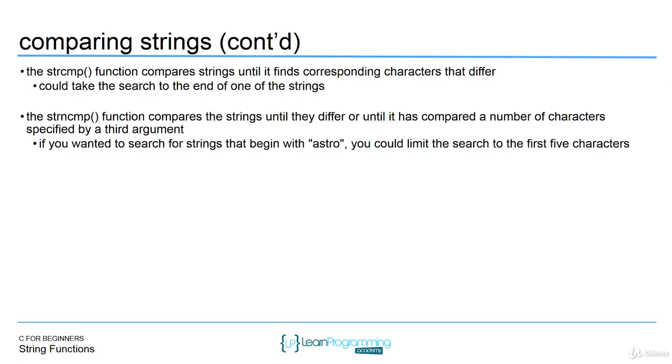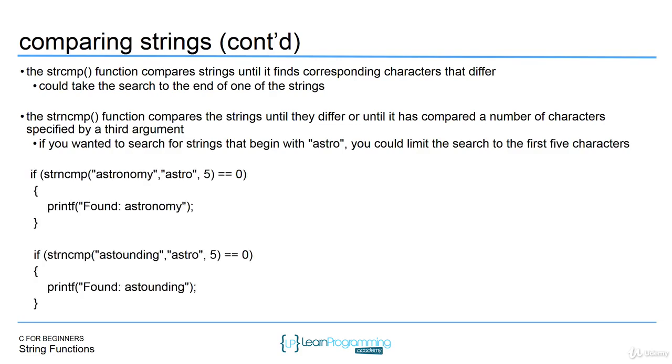The strncmp function compares the strings until they differ or until it has compared a number of characters specified by the third argument. In this case, you don't need to use strncmp for buffer overflows. It exists, but you would only use it if you want to compare a certain number of characters. It's used differently than strcpy, strncpy, or strncat. strncmp just says I only want to compare so many characters. So it would be useful if you're only looking for a prefix. If you wanted to search for strings that begin with astro, you could limit the search to the first 5 characters, and you would use strncmp this way.